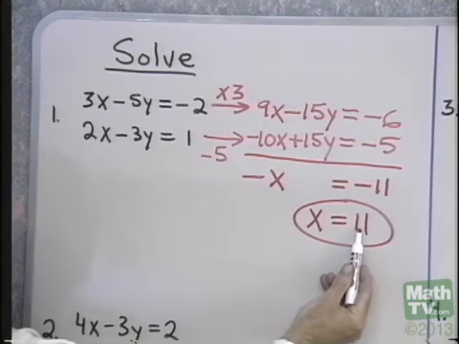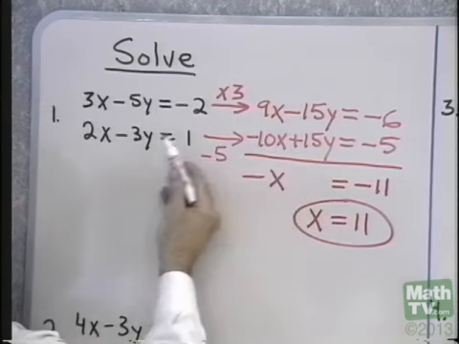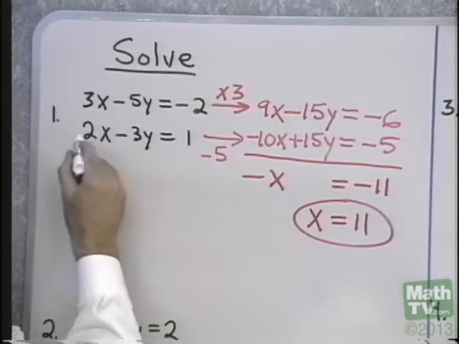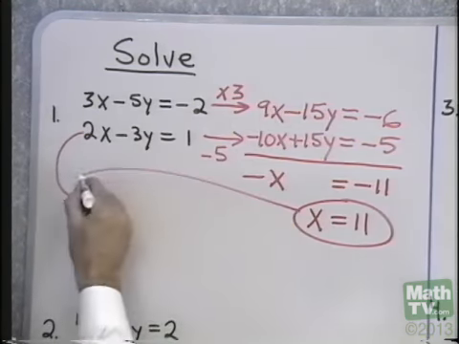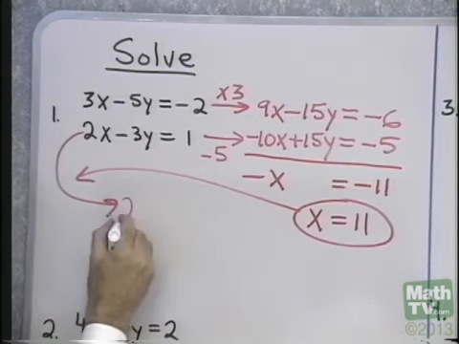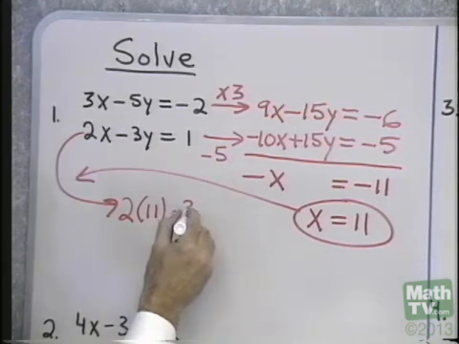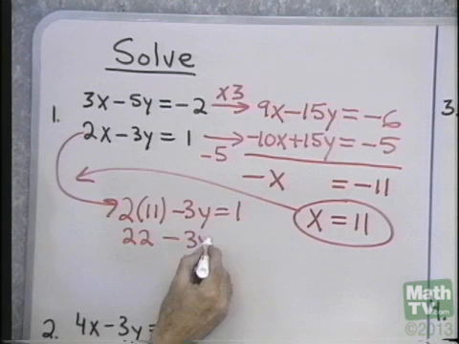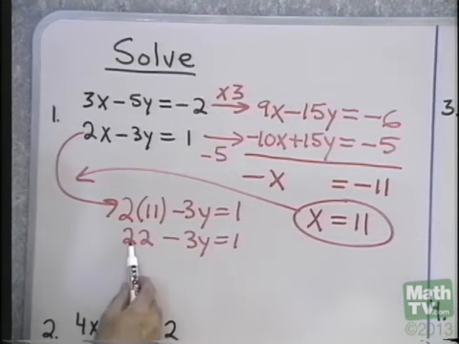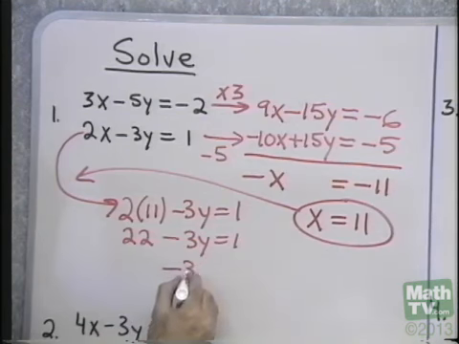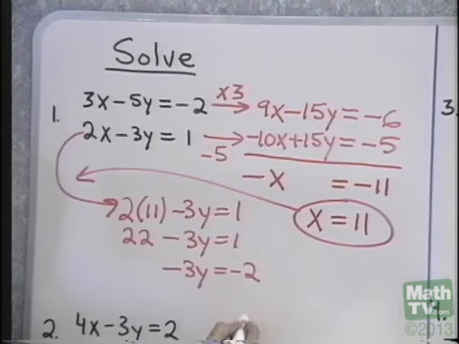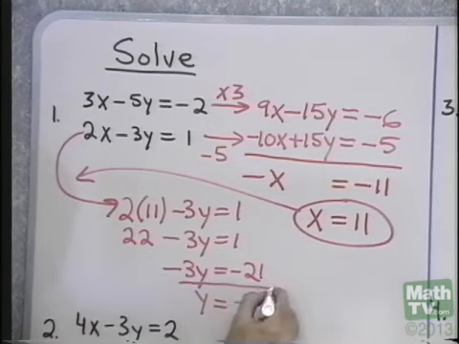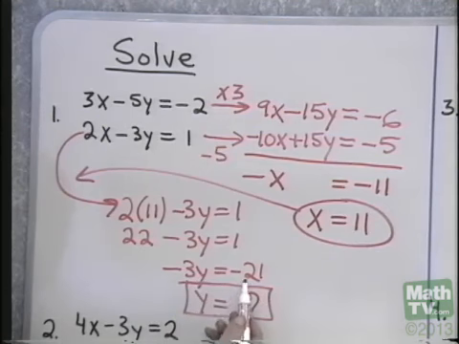To find the y-coordinate, I'll take this 11 and substitute it back in for x in any one of these original equations. Let's try this equation. So I'll substitute x equal 11 back into this equation. I'll have 2 times 11 minus 3y is equal to 1. That's 22 minus 3y is equal to 1. I'll add negative 22 to both sides and have negative 3y is equal to negative 21. So y will be equal to negative 7. Take that back, positive 7. When I divide negative 21 by negative 3, I get positive 7.